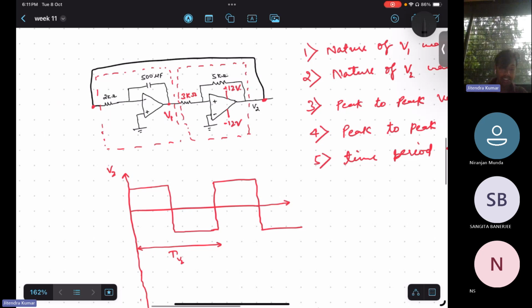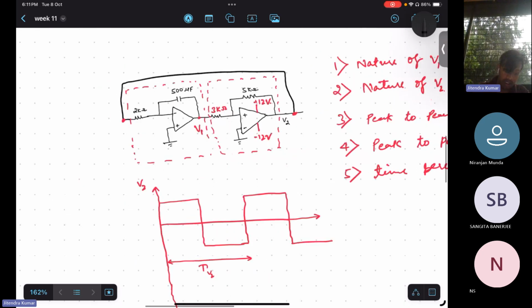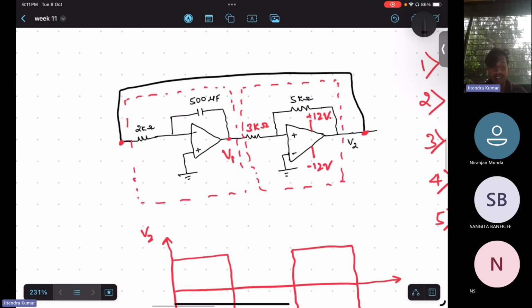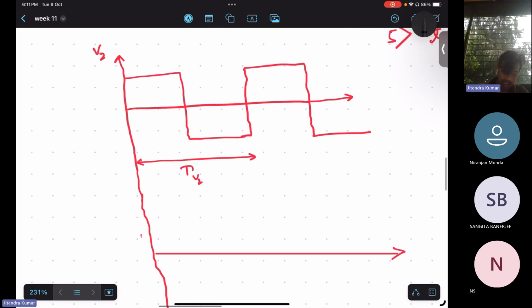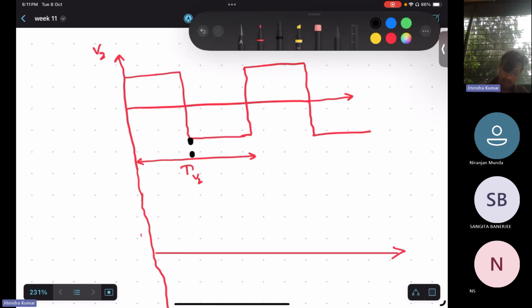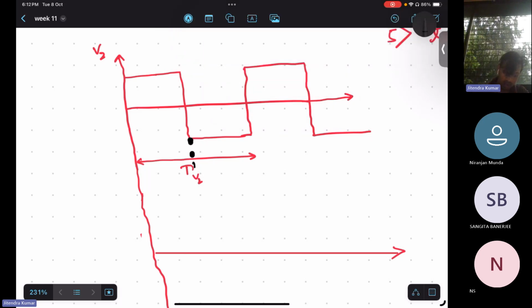Now the interesting thing is how V1 will act now. V1 will be acting as an integrator. So what is the integration of a square waveform? You might have studied this in signals and systems. So what is the integration of a square waveform?